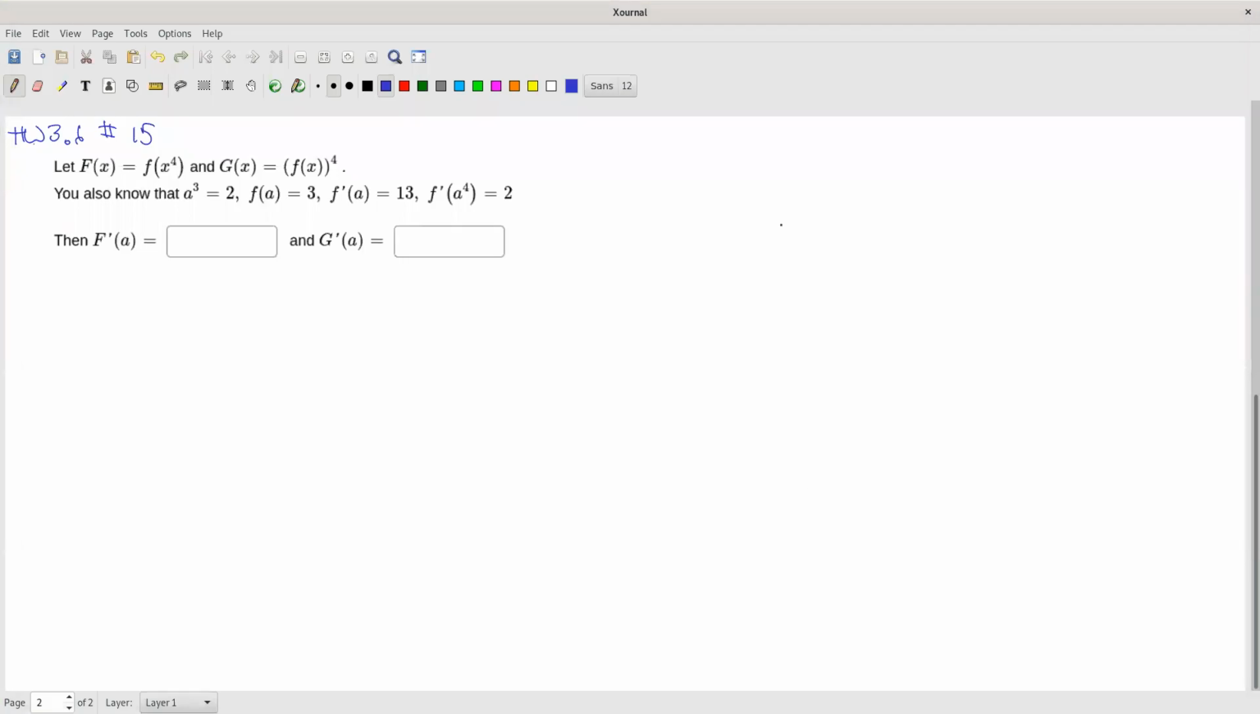So we have a couple of different function compositions here. And instead of giving a number directly, we're just given this variable a, which actually isn't a variable necessarily, because right here we're told that a cubed is equal to 2. And then some other things about a. All right, so let's pick on F prime first. So what is F prime evaluated at a?